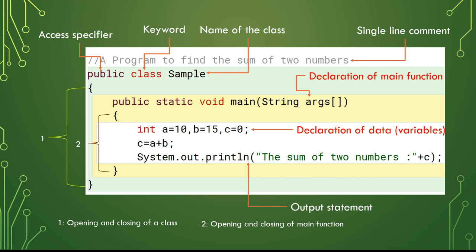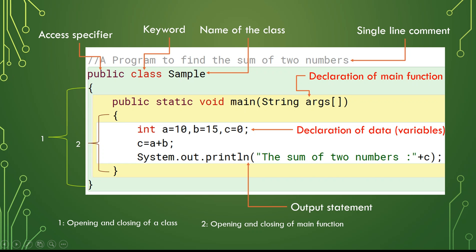Next line is the access specifier, keyword and name of the class. That is the header. Okay, class header. So the first word public is the access specifier, the second word class is the keyword, and then Sample is the name of the class. So this is the name given to this class, and then you have an open curly brace.